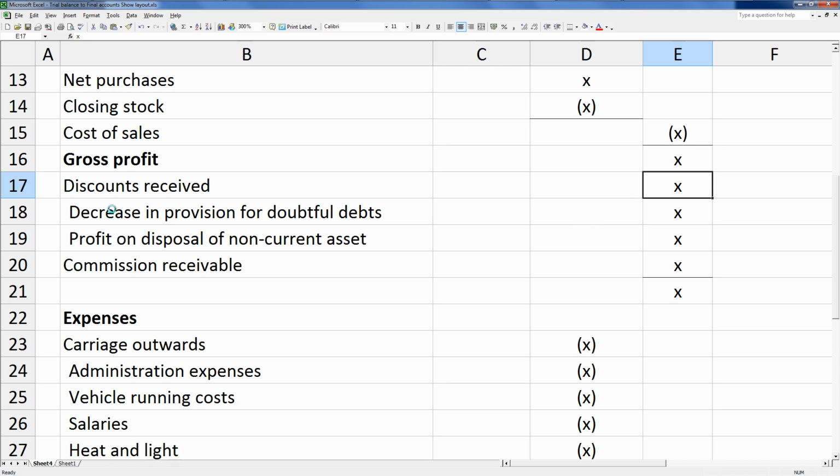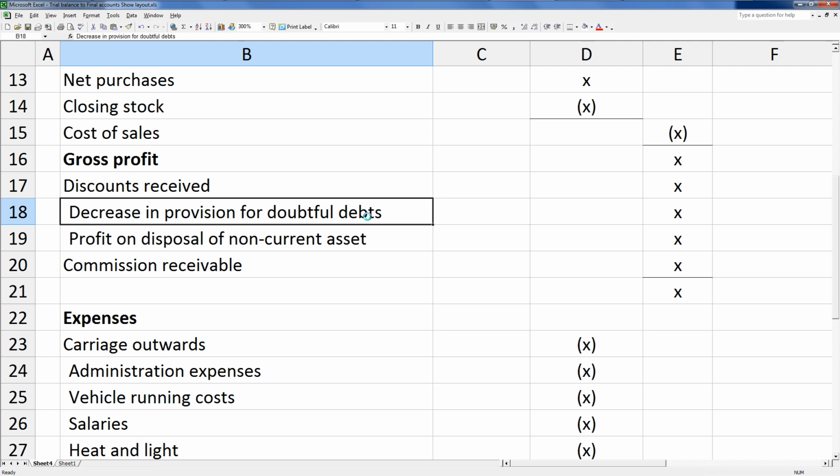So look at the language I'm using. Disposal means the sale of non-current assets. That's the new term for fixed assets. It goes in the far column. Commission receivable. So again, you might look at commission examples of what that is. But a clue there is anything with received or receivable is other income, and that goes there.